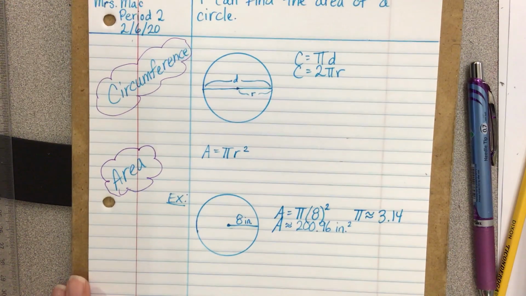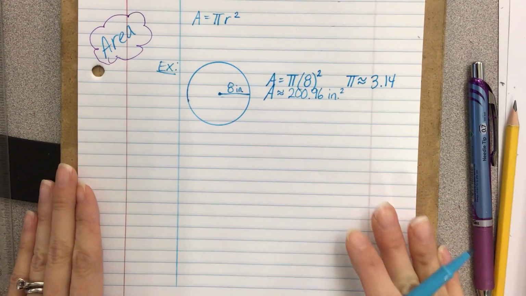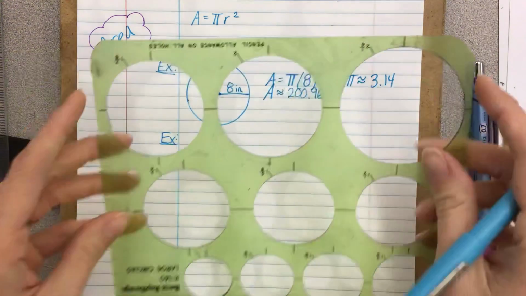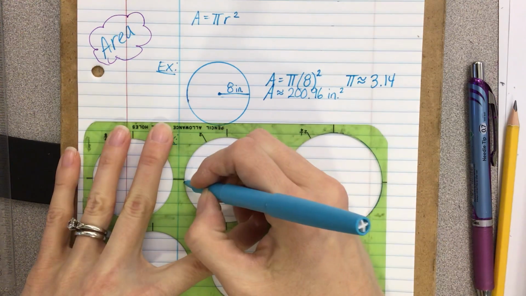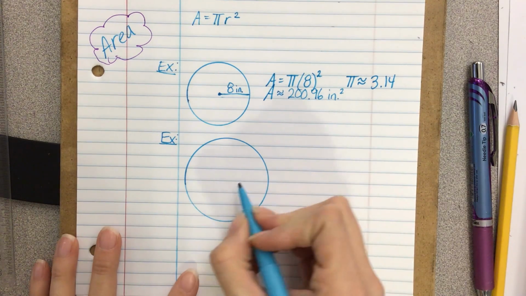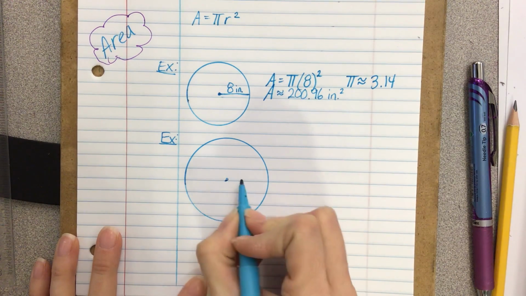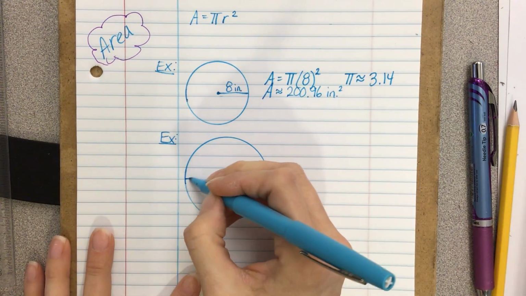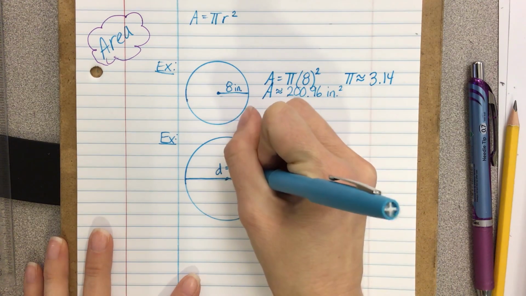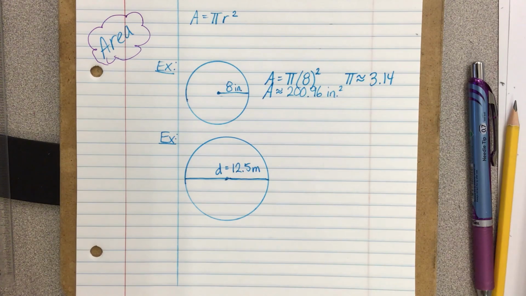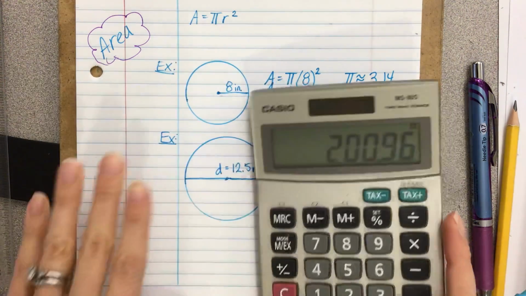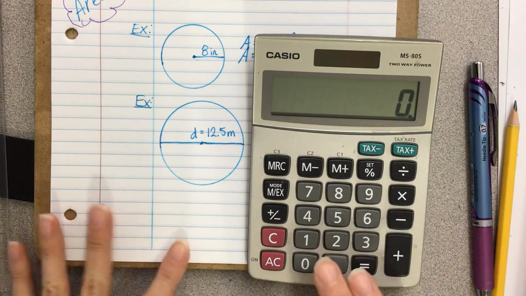I want to do another example where you're given the diameter. So I'm going to scoot this up. Okay, so here's a circle. Just do the best you can on your circles. I know you don't have a fancy tool like I do. I love my little circle tool. Okay, so now in this case, let's say that we're given the diameter, the whole distance across. So D equals 12.5 meters, okay? Now, before you can plug it into this equation, we need to find the radius. So what we're going to do is we're going to take our calculator. You can do it by hand if you want, but you don't have to.